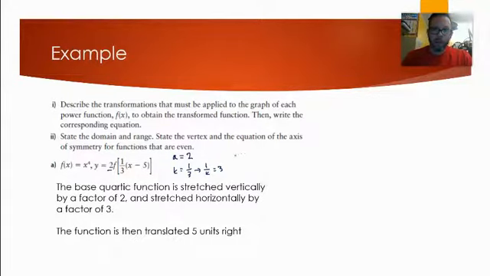The value of d is equal to 5. So that's where it's shifted right. And c is equal to 0. So you'll notice there's no vertical translation.